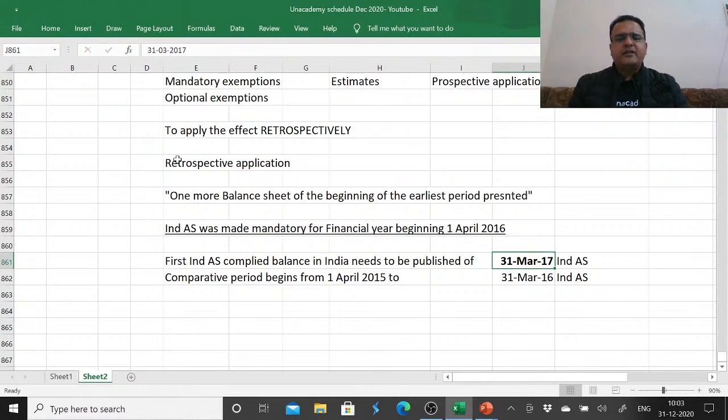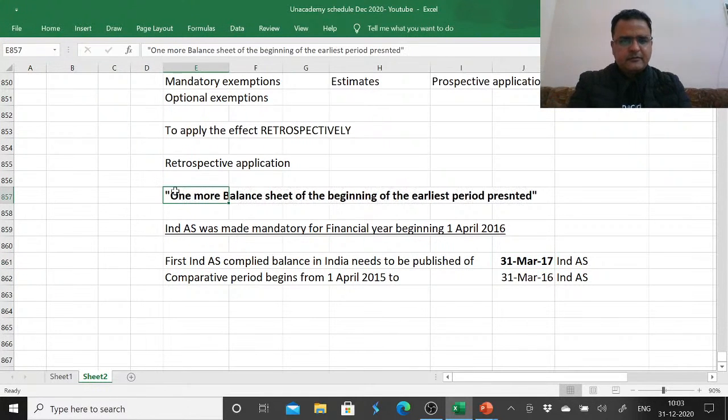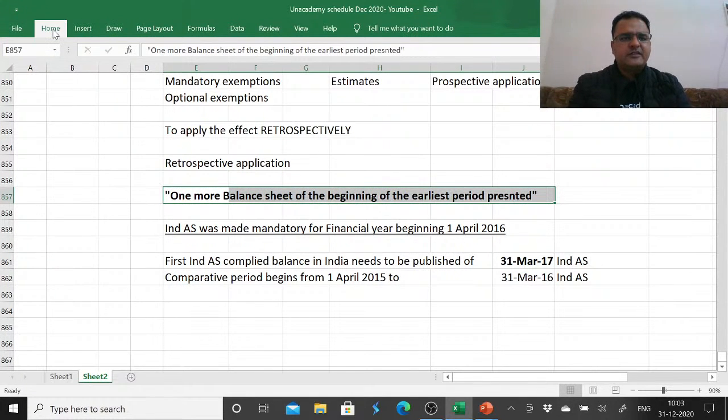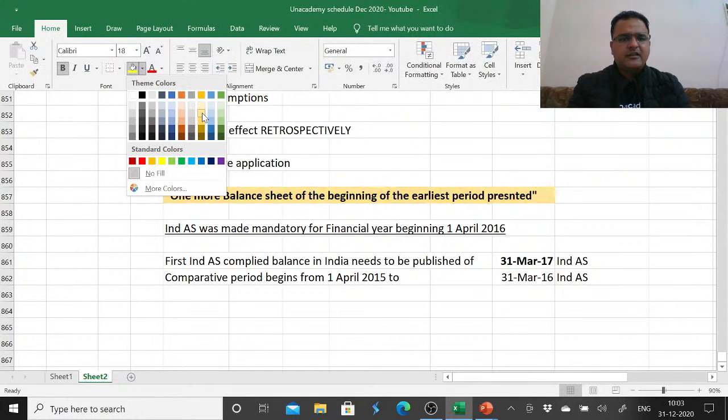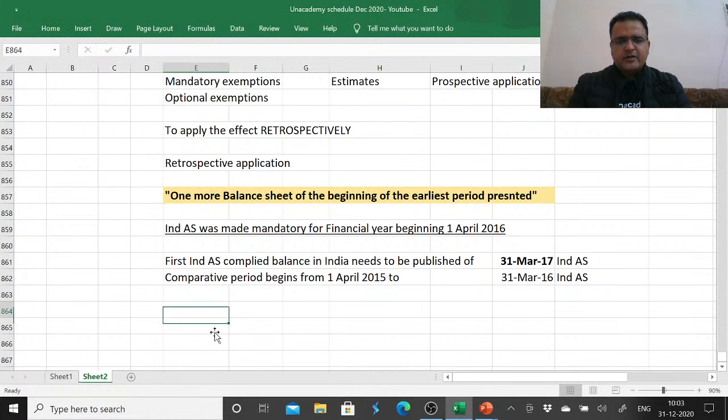Now what we have done to bring in the retrospective effect, or applying the change retrospectively for the first time, we are required to present one more balance sheet of the beginning of the earliest period presented. Now among the two, the current period is beginning from 1st April 2016 to 31st March 17, because IFRS is mandatory from 1st April 2016. The first balance sheet being published based on Ind AS is of 31st March 17. To make it comparable, the period covering from 1st April 2015 to 16 was also required to be presented on Ind AS, and 31st March 16 balance sheet is also based on Ind AS.